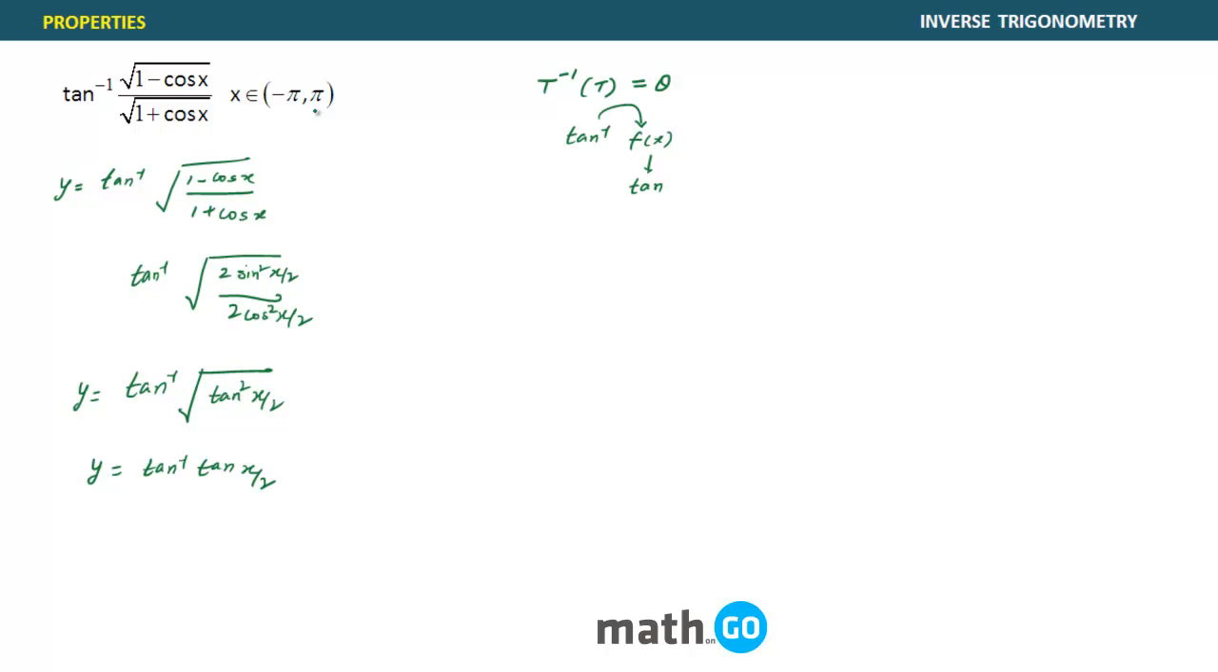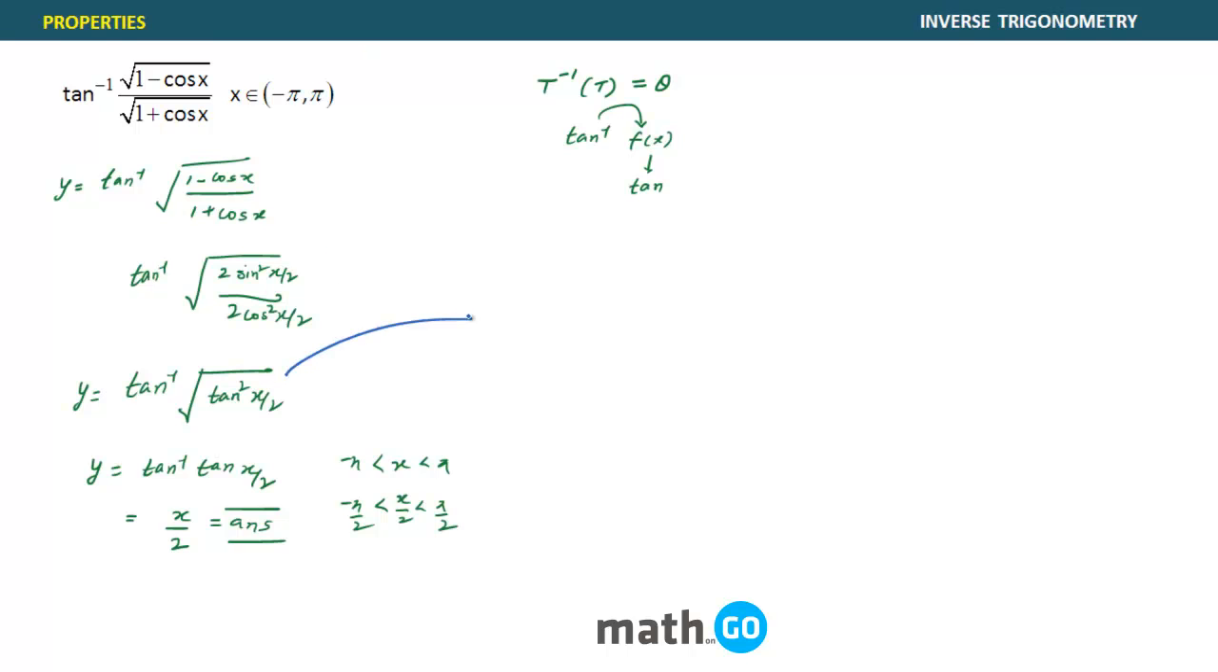Since it is given that x lies between minus pi and pi, what is the domain of x by 2 then? Minus pi by 2 to pi by 2. So this is in the principal value branch of tan inverse, and I can easily apply the formula. So the answer that I should be looking forward to is y equal to x by 2. This is the answer. But mind it, this answer is wrong. Why? It is only the half answer.